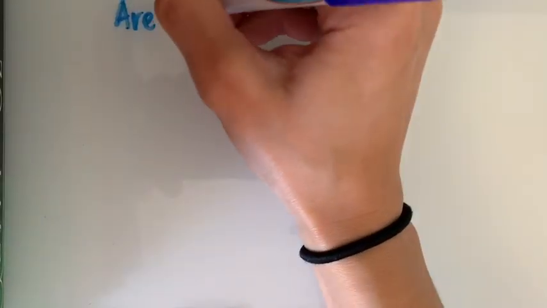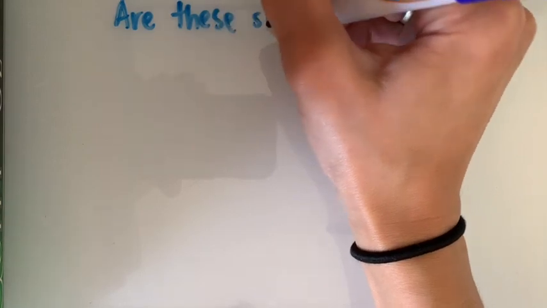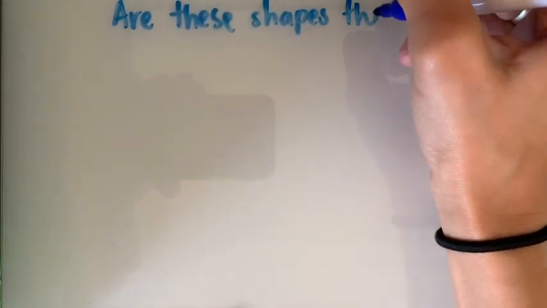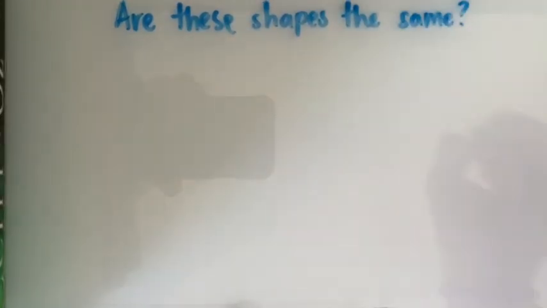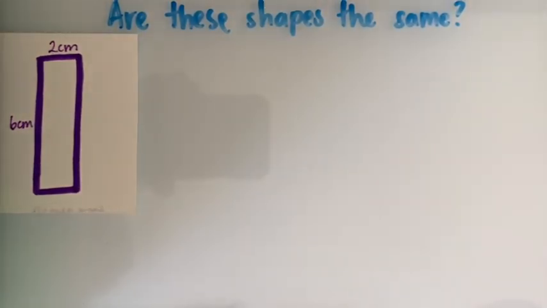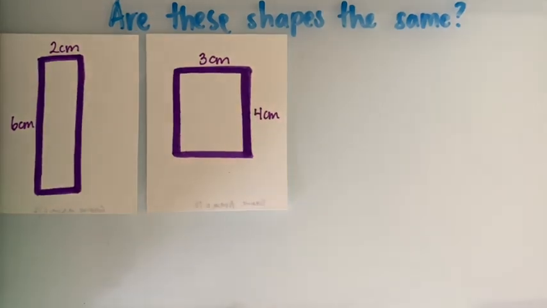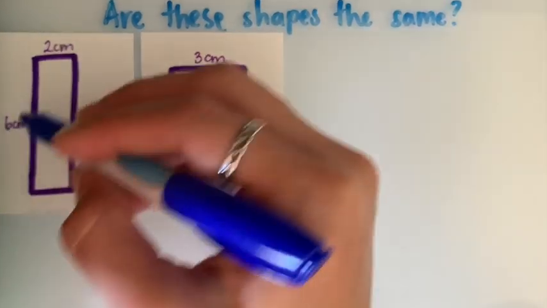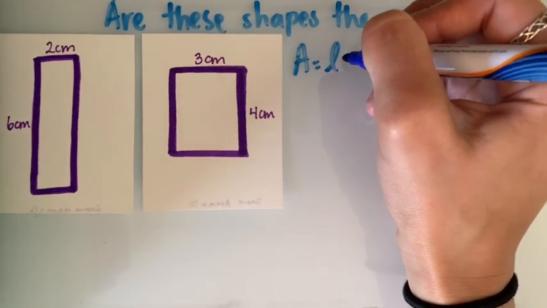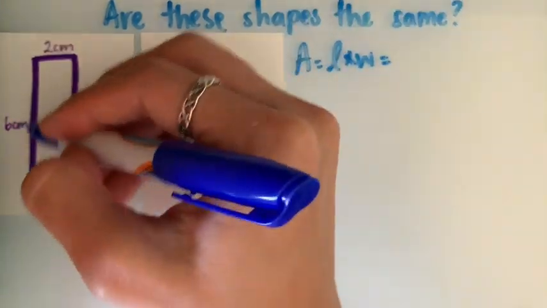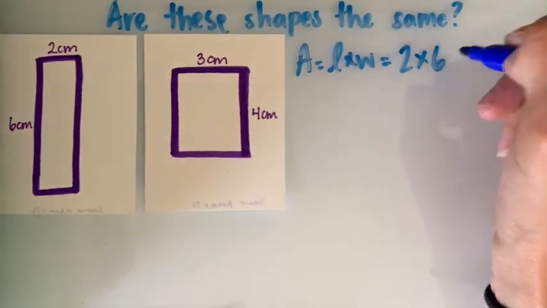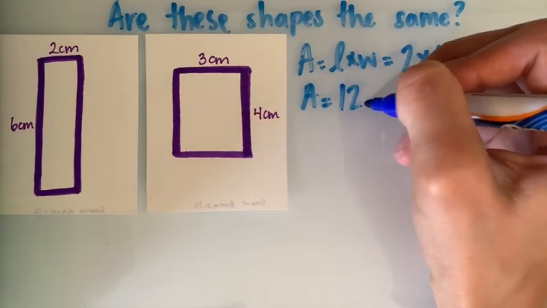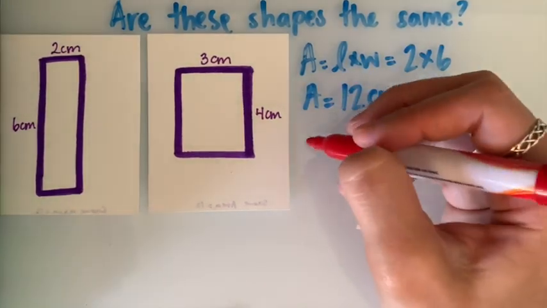Our next example, we're trying to figure out whether these shapes are the same and what is the same about them and what is different about them. So here is our first shape, here is our second shape. We're going to continue our pattern and look for the area of the first shape first. So we are going to multiply 2 times 6, which is 12 centimeters.